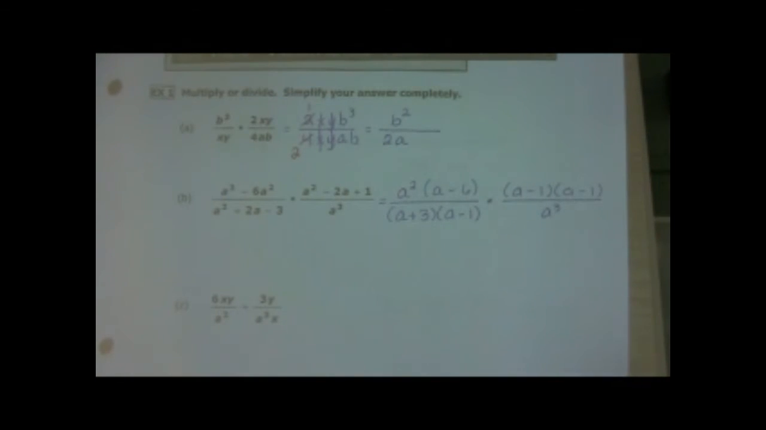All right, my next step is I'm going to cancel. So I'm looking for factors that are common to a numerator and a denominator. So I have an a minus 1 on top and an a minus 1 on the bottom, and I can cancel those. Next, I have an a squared on top and an a to the third on the bottom. I have more a's on the bottom. And I have, in fact, 3 minus 2, or 1 more a. So I can cancel these, and that will leave me with an a on the bottom. All right, I don't see anything else that I can cancel.